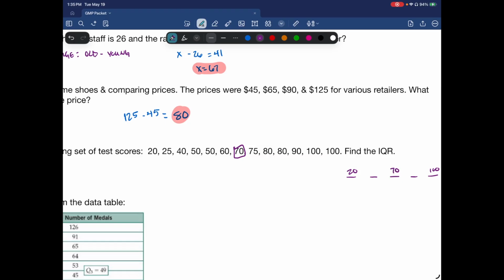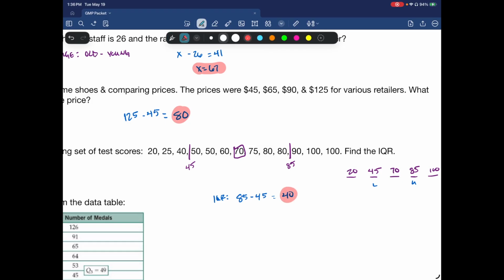Now I'm going to take the median of the first set and the second set. I got 6 terms, so 1, 2, 3, my median is going to be right here. Halfway between 40 and 50 is going to be 45. And halfway between 80 and 90 is going to be 85. So my lower quartile is 45, my upper quartile is 85. The IQR is the upper quartile minus the lower, so you got 85 minus 45. My interquartile range is 40.